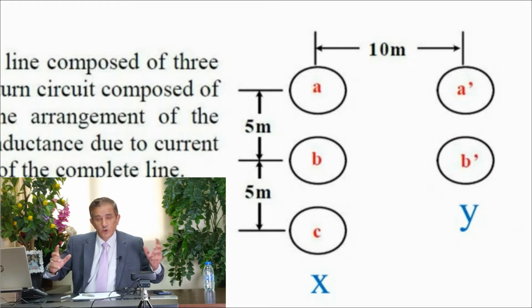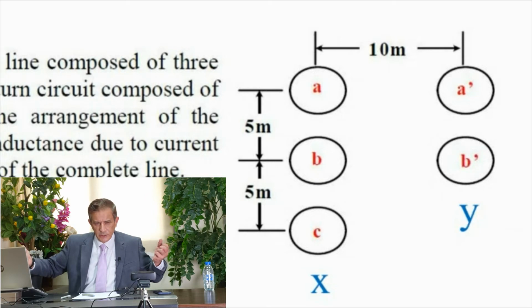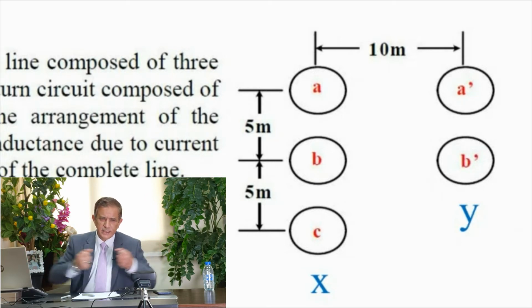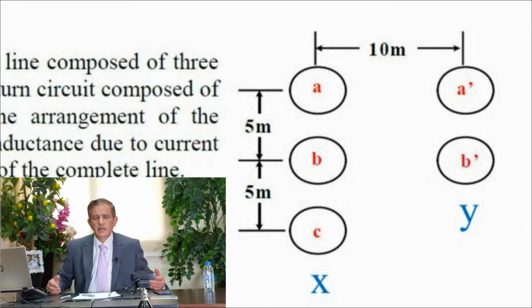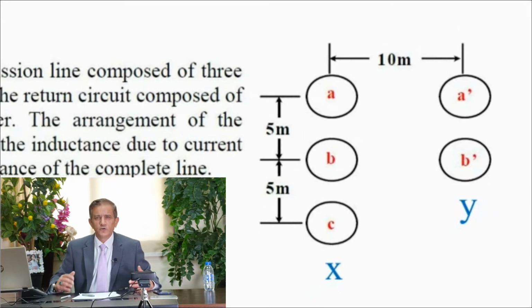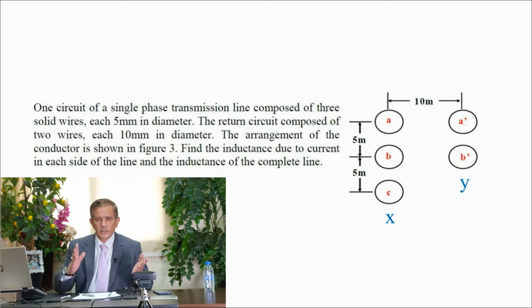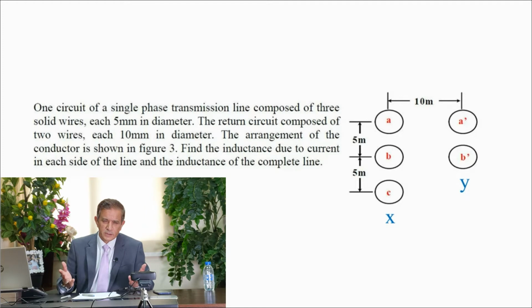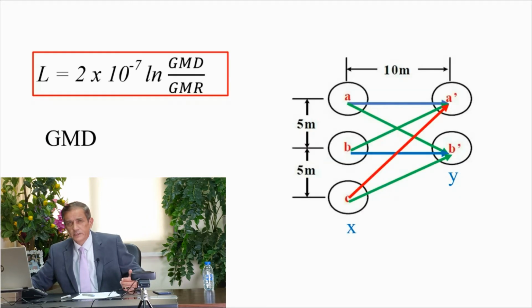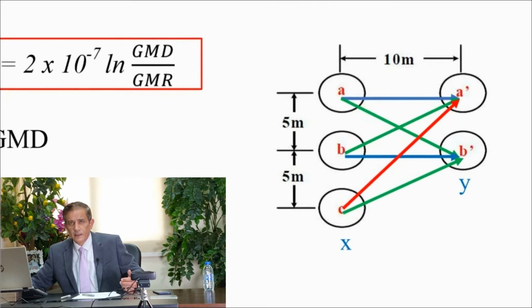If there were 2 conductors, 1 conductor for each circuit X and Y, there would be a distance between them. This is D for me, and this is the GMD for me. But since I have 3 here and 2 here, I have to find a mean distance for them. The mean distance means seeing how many spacings there are between the conductors here and here. It will come to 6, because you have 3 here and 2 here. It's like 3 times 2, 6 spacings. These 6 spacings are shown here.